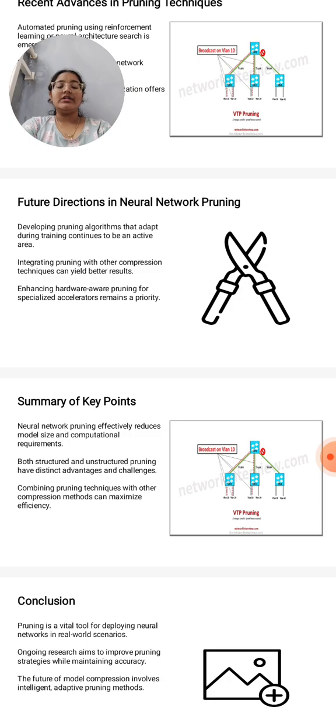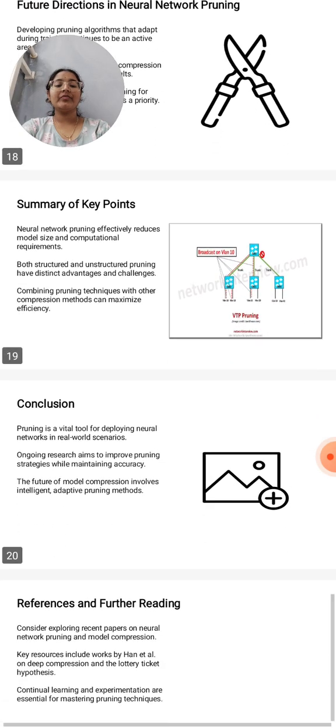Summary of key points of this PPT. Neural network pruning effectively reduces model size and computational requirements. Both structured and unstructured pruning have distinct advantages and challenges. Combining pruning techniques with other compression methods can maximize efficiency. So hereby we come to the conclusion of this PPT.